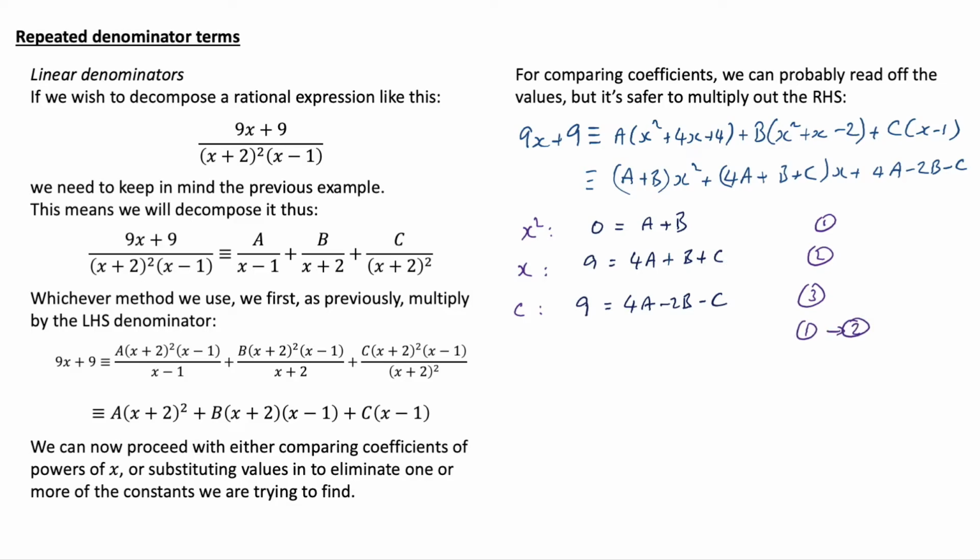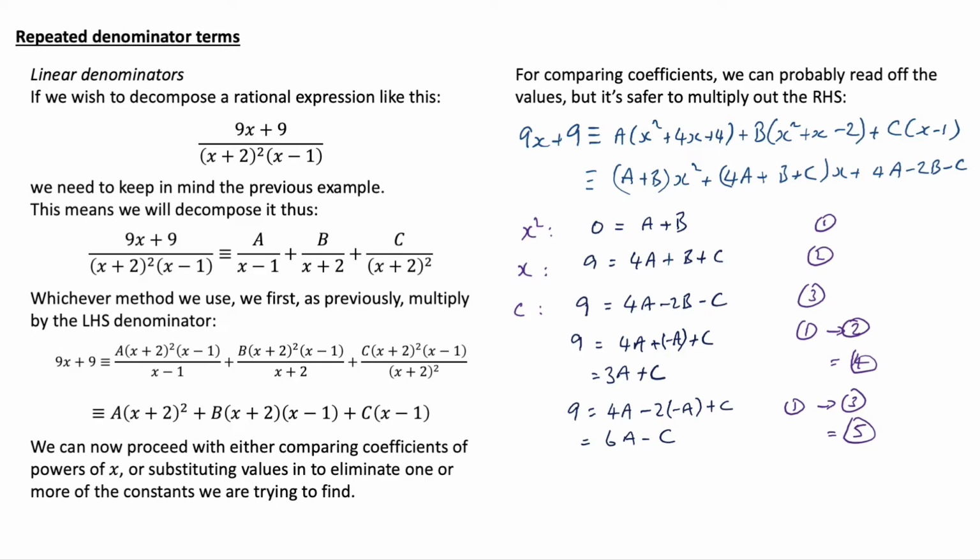And first of all we're going to put equation 1 into equation 2, and of course a is actually equal to minus b, or b is equal to minus a. So we will replace the b that's in equation 2 by minus a, and then tidy up, and that gives us equation 4. So we've now got 9 equals 3a plus c. We'll also put equation 1 into equation 3, and that will give us 9 is 4a minus 2 times the b, which is minus a, plus c. Tidy that up, and we get 9 equals 6a minus c.